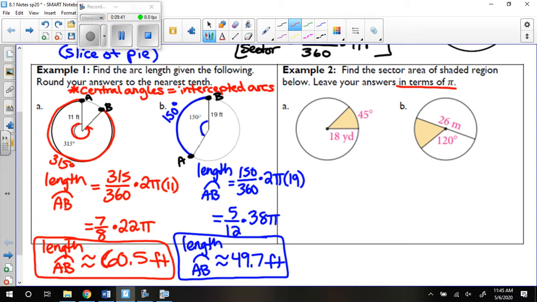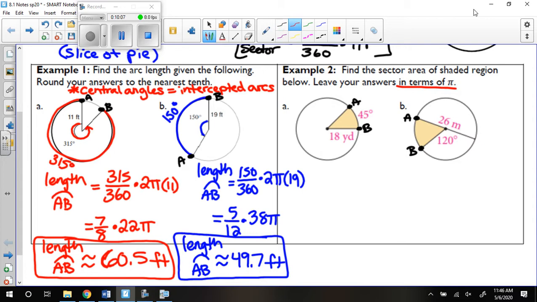So we've got a 45-degree arc in our first picture here. And I will say that this is A and B, and then in our second picture here, A and B.